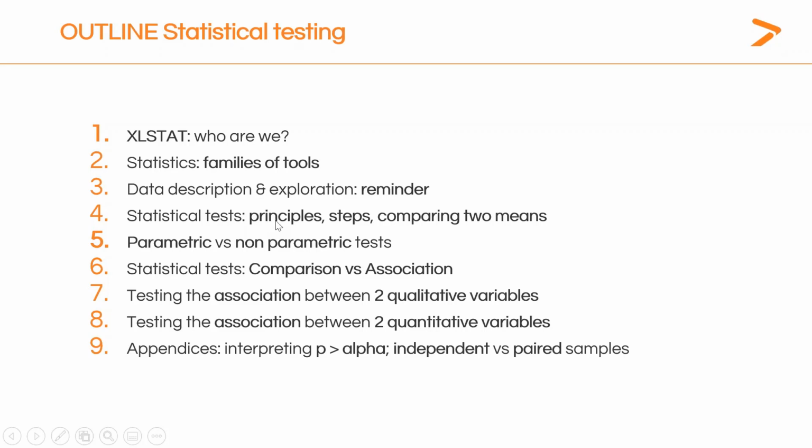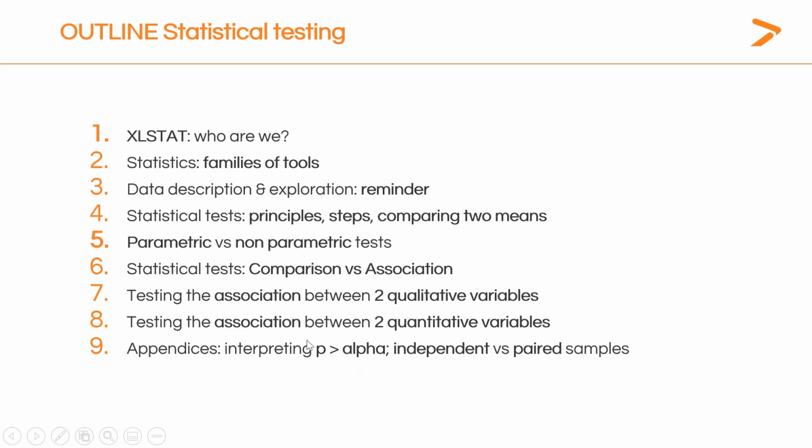So first, I will start with principles, the different steps in the procedure of statistical testing, and we'll implement our first test together, which will be a comparison of two means. After that, I will tell you what the difference is between parametric and non-parametric tests, then the difference between comparison and association tests. And after that, we'll be applying an association test between two qualitative variables and an association test between two quantitative variables.